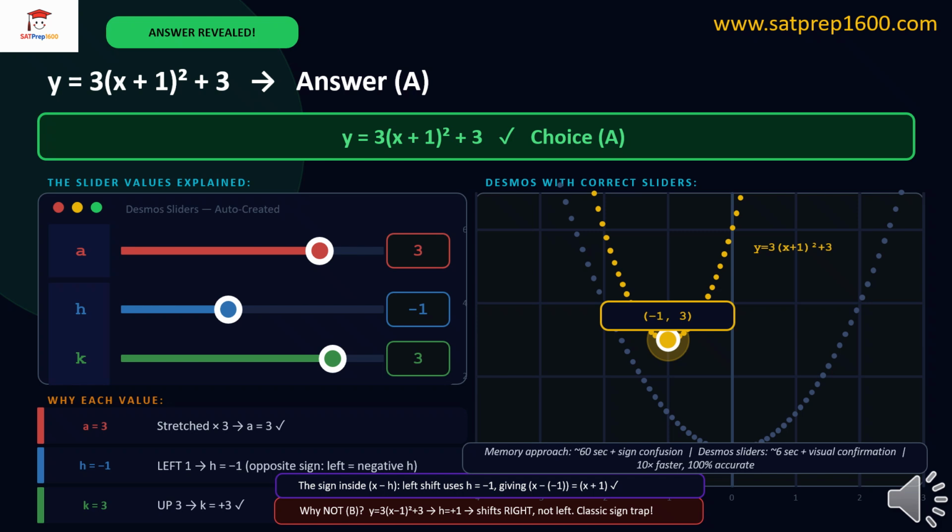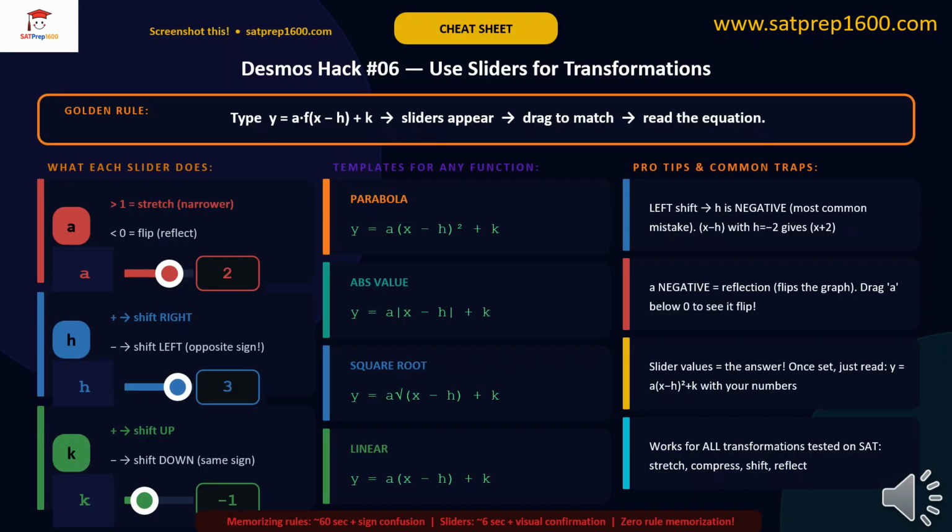You never have to think about the sign. You just drag. 60 seconds of sign confusion versus 6 seconds of dragging. 10 times faster, 100% accurate. Screenshot this slide. Seriously, screenshot it right now. The golden rule: type y equals a times f of (x minus h) plus k. Sliders appear. Drag to match. Read the equation. That's the whole hack.